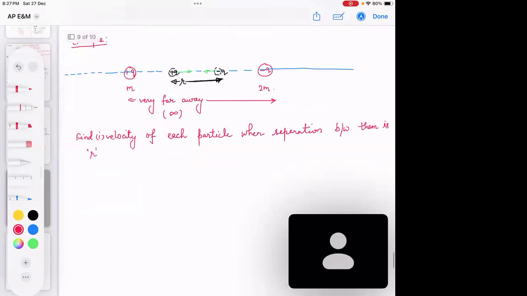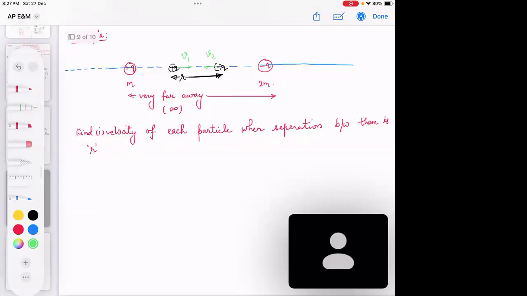First of all, when they will be r distance away from each other, can I say that m mass has v1 velocity and 2m mass has v2 velocity? Please tell me, can we say that? When they are r distance from each other, they will have some velocities v1 and v2, right? Now, I am going to write the energy conservation.